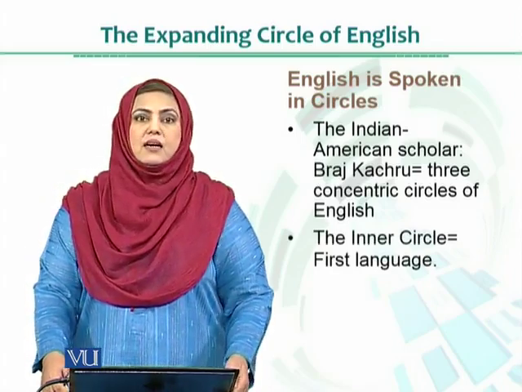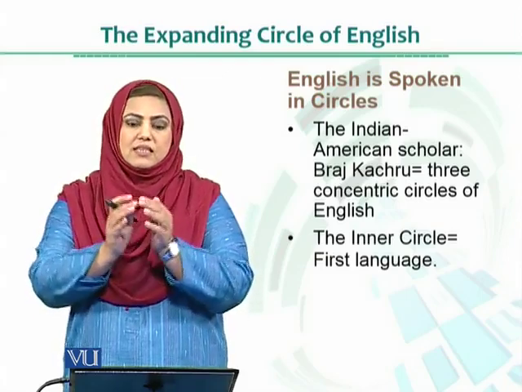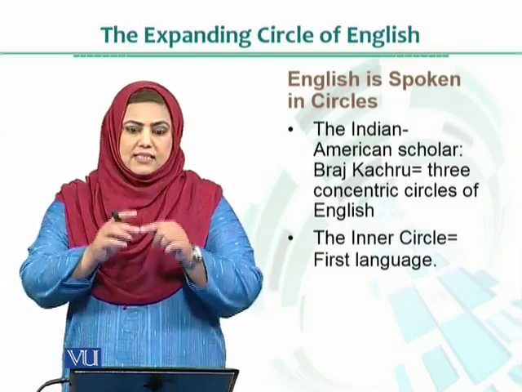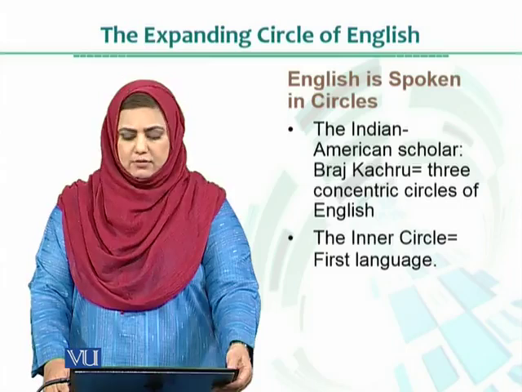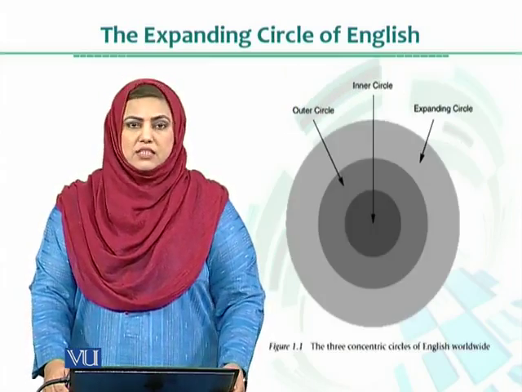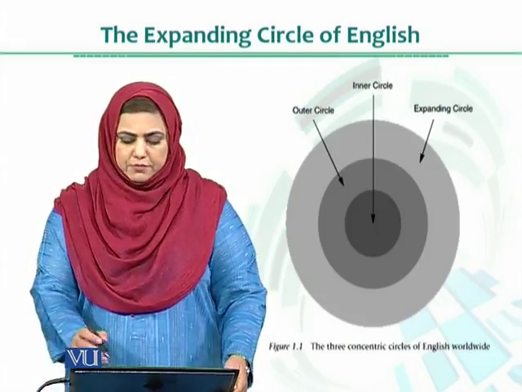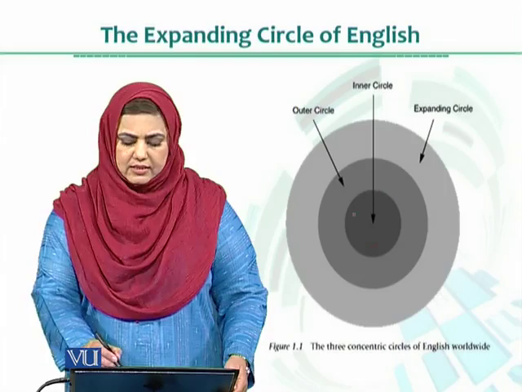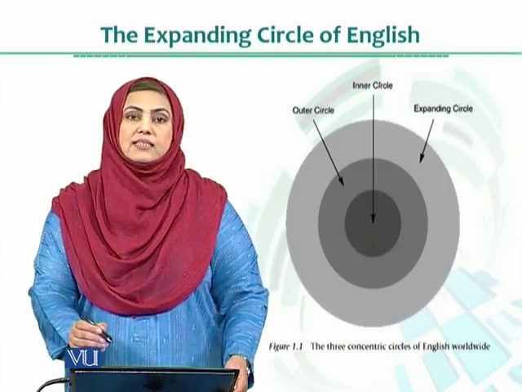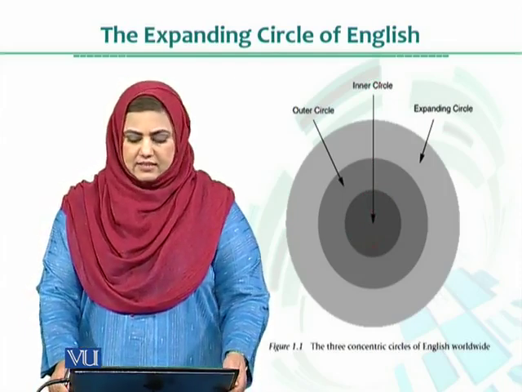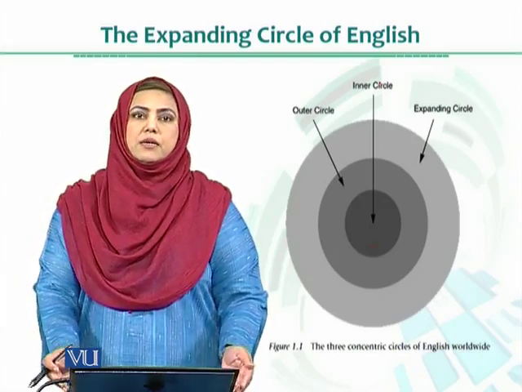So basically, in his model, the first circle, the smallest circle that he has drawn, includes those countries that are using English as a first language. Here on the screen, you can see exactly how he has presented it. This smallest circle is called the inner circle. He has placed here all those countries where people use English as their first language.